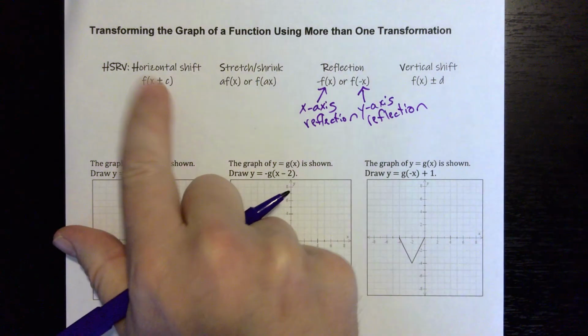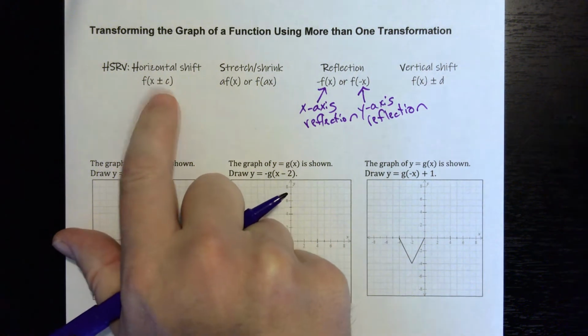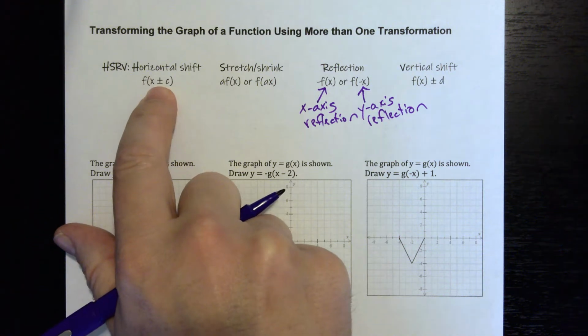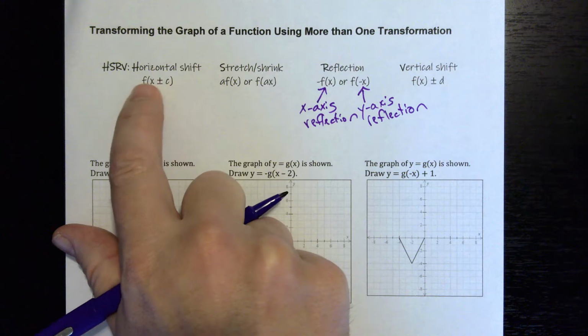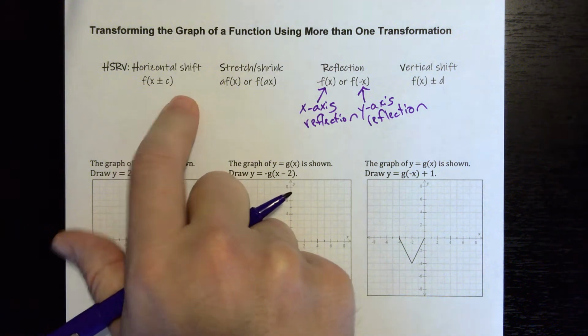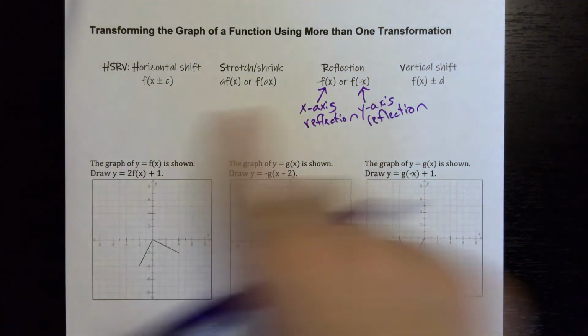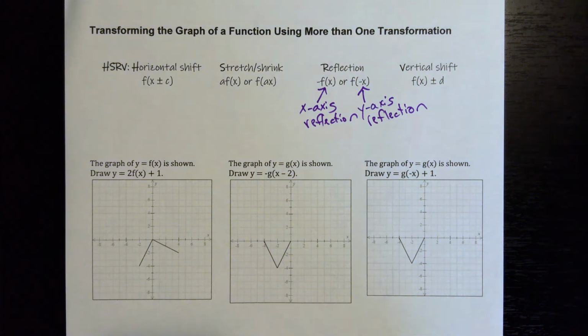Also note that when you're dealing with numbers that are on the inside, it moves opposite of the sign. So if this was like an x plus 3, you'd actually move left by 3. And if it was x minus 3, you'd move right by 3. So it's the opposite. And this is the order we're going to look at. All right, so let's take a look at our first problem.